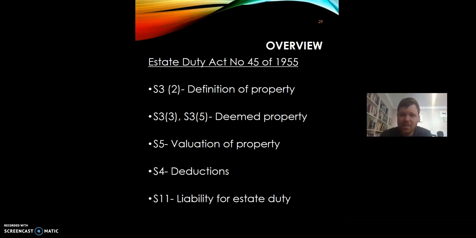Now, the way it's set up, the key things we need to look at. Firstly, what they're going to have to do is add up the value of all your property to see how much tax you have to pay. So we need to see firstly, well, what is property? What is deemed to be property? How you value this property? And then also certain deductions. So certain types of property or certain types of expenses are going to reduce the value of your estate.